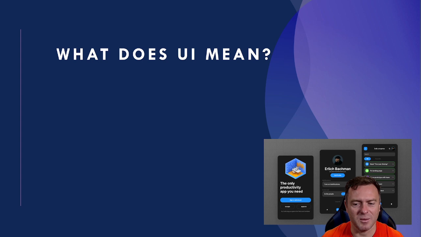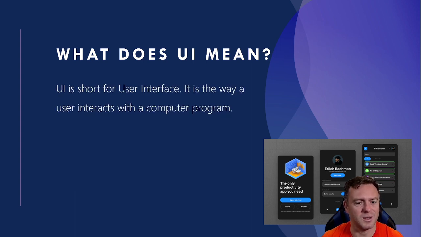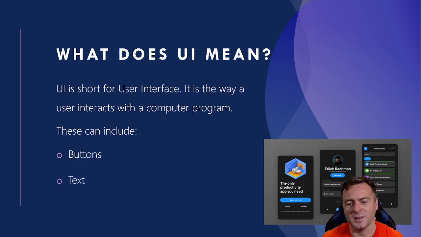Now we're going to understand what is UI and what does it mean. So UI is short for, like I just said before, user interface. So it is a way for the user to interact with a computer program. So things that this can include are the buttons that you can click, the text that you read, even the text fields that you can type into. And then there's a nice little example there from Erlich Bachman.